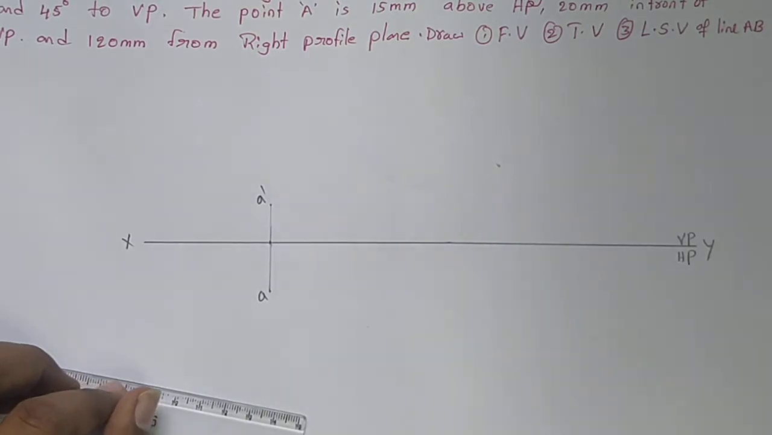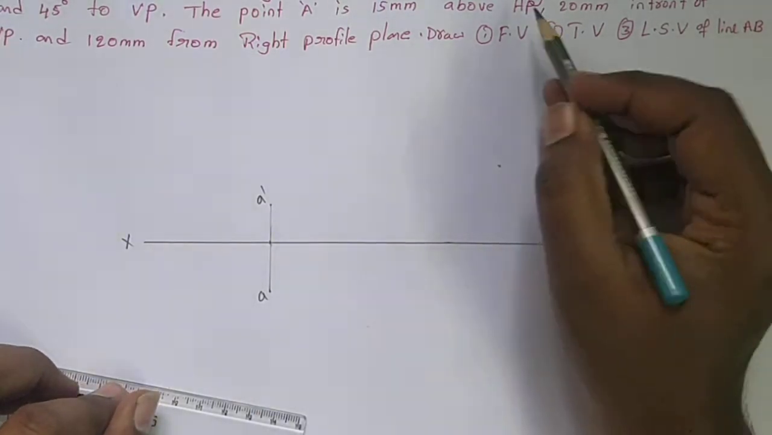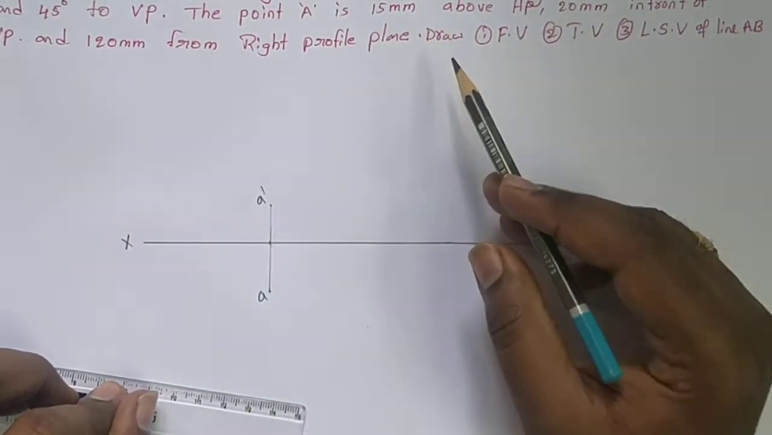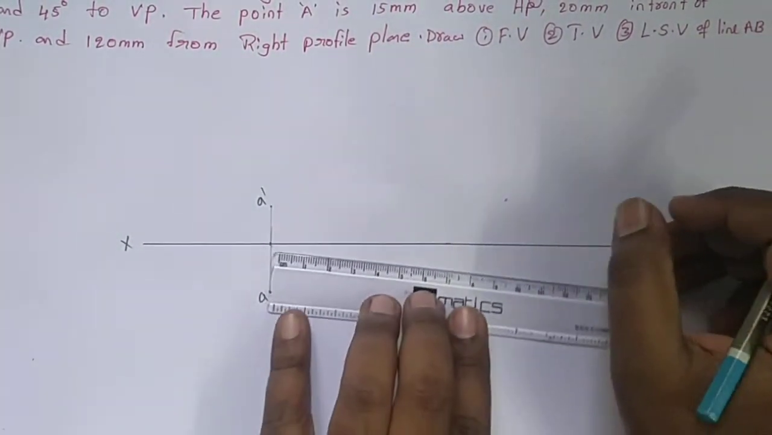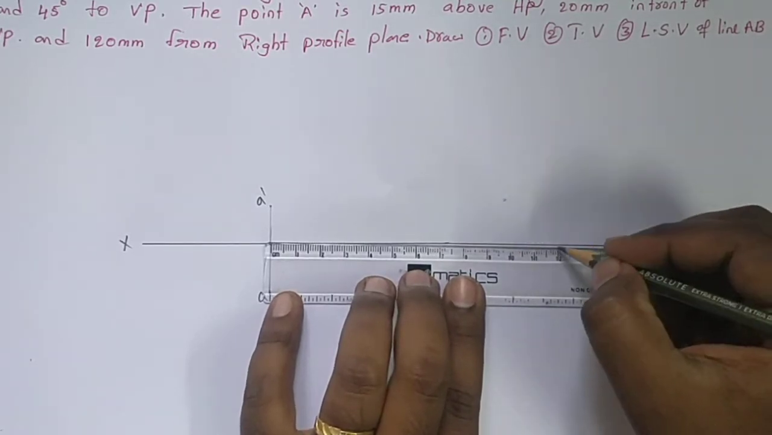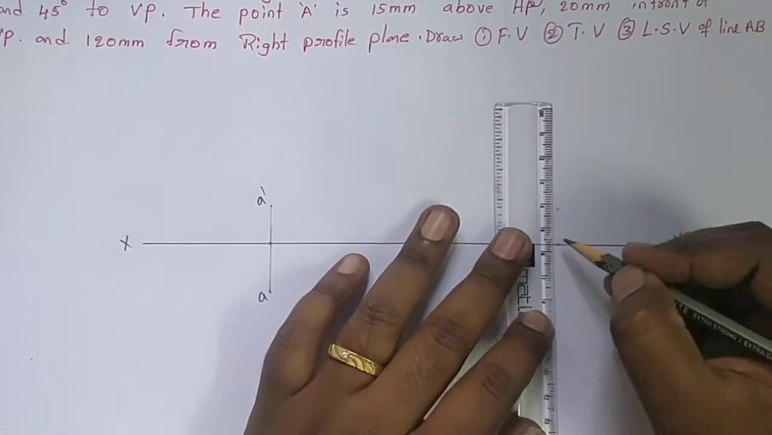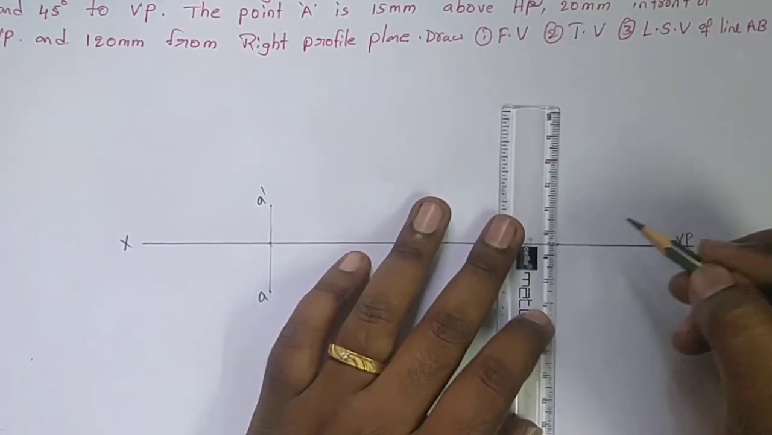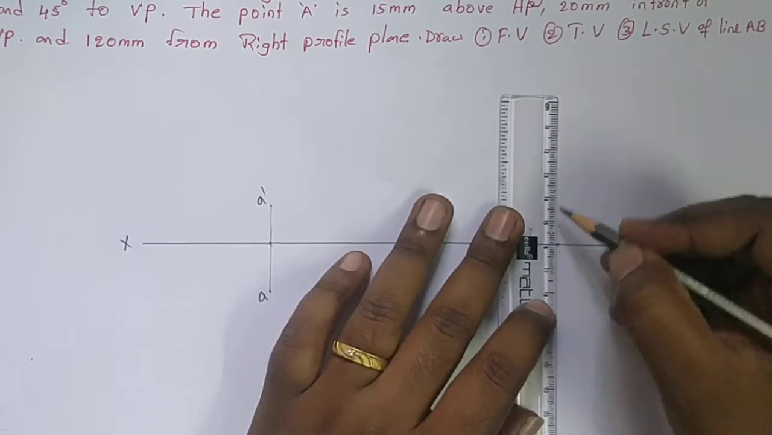For that they have given one more data: 15 mm above HP, 20 mm in front of VP and 120 mm from the right side profile plane. So from this point, measure a distance of 120 mm. Here we have one profile plane, that is X1 Y1, which is perpendicular to XY.